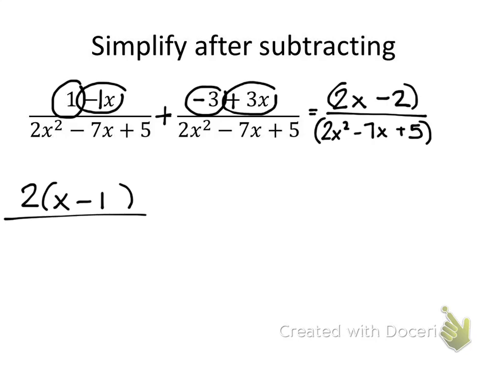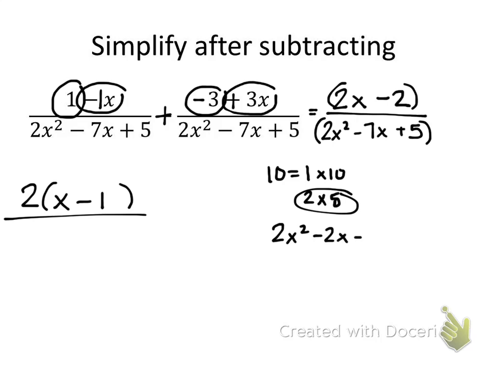What can I do to my denominator? AC factoring. 2 times 5 is 10. List the factors of 10. Which ones add to give me 7? 2 and 5. So I know with AC factoring, that means I'm going to do 2x squared. What are the signs going to be in front of 2 and 5? Both negative. Minus 2x, minus 5x, plus 5.